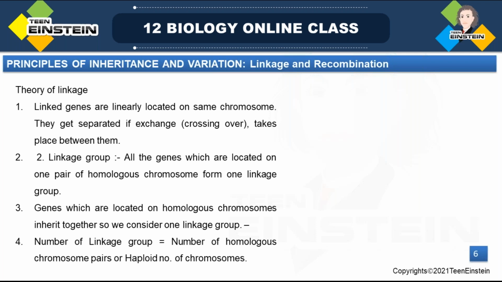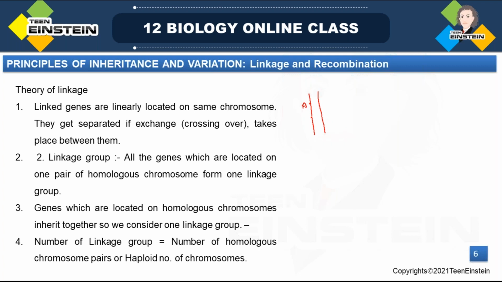So in the theory of linkage, what they are saying is that the linked genes are linearly located on some chromosome, and they get separated if exchange or crossing over takes place between them. So these linked genes are linearly located on a chromosome, as I just showed you. Assume this is a chromosome.